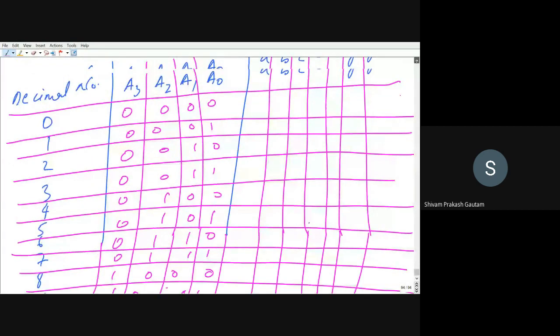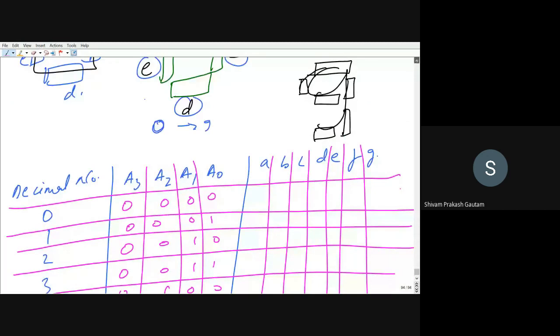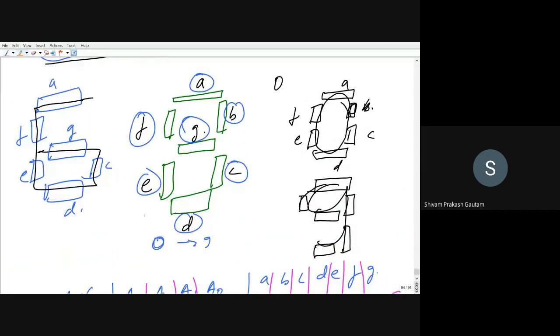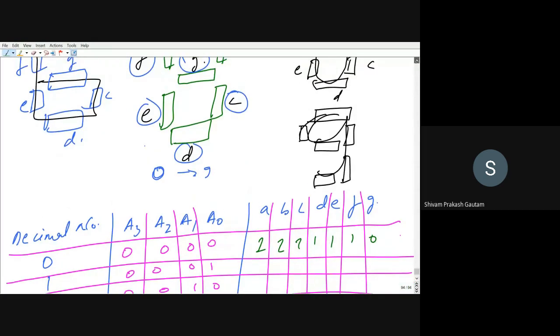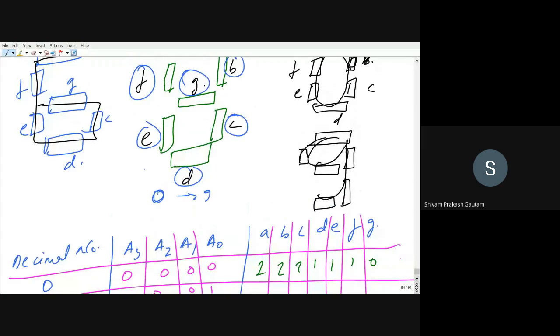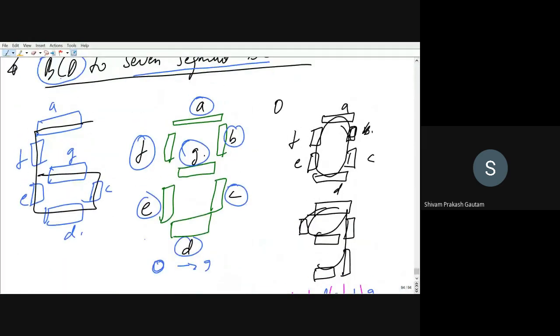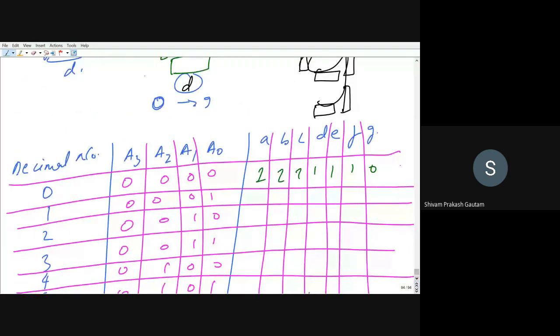Now tell me, for 0, which LED should be high? All except G, correct? So I can write here all will be high: 1 1 1 1 1 1 0. Now for 1, B and C, correct? For 1, B and C are high, and all others will be 0.